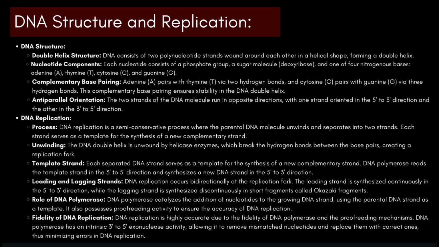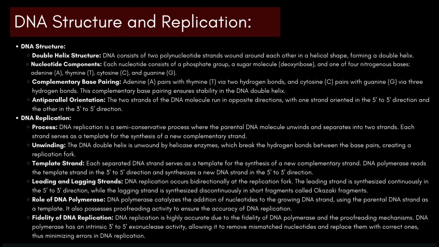So DNA structure, mainly made up of a double helix structure. DNA consists of two polynucleotide strands bound around each other in a helical shape, forming a double helix. The nucleotide components: each nucleotide includes a phosphate group, a sugar molecule, also known as deoxyribose, and one of 4 nitrogenous bases: adenine, thymine, cytosine, and/or guanine.